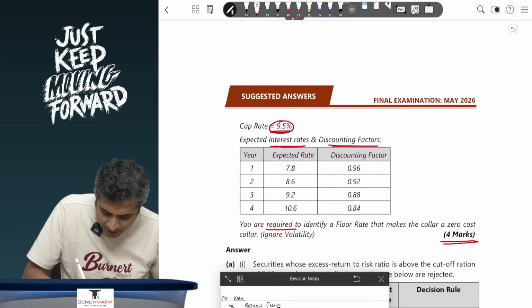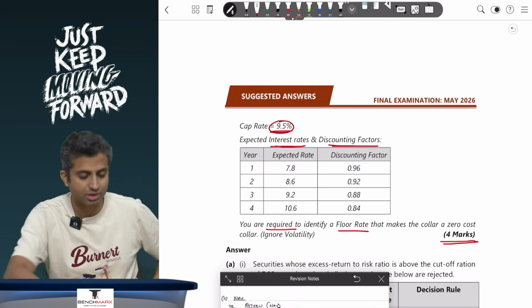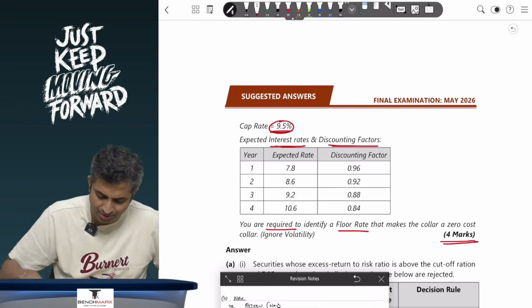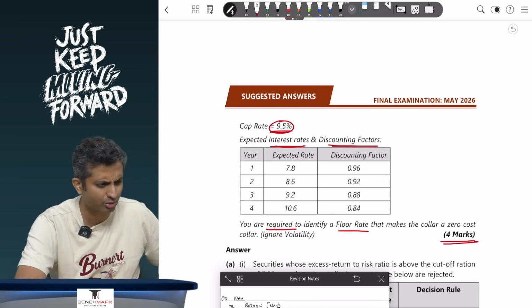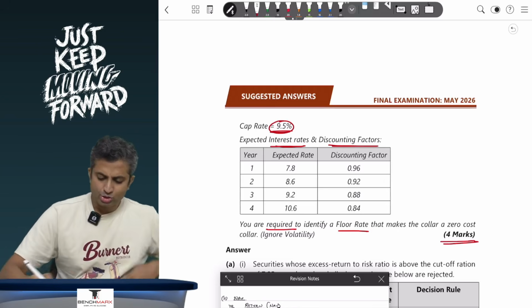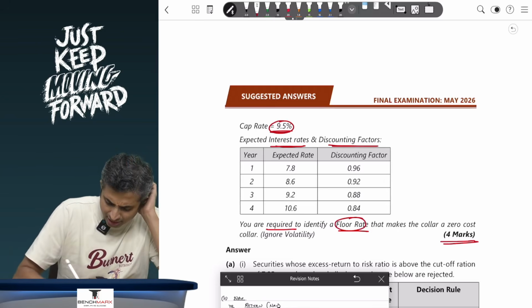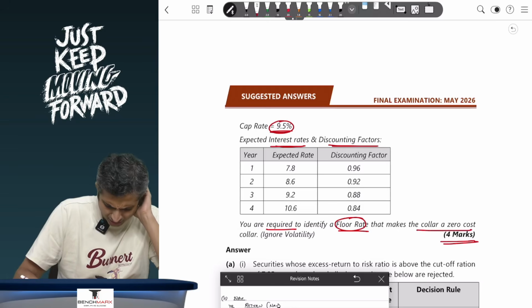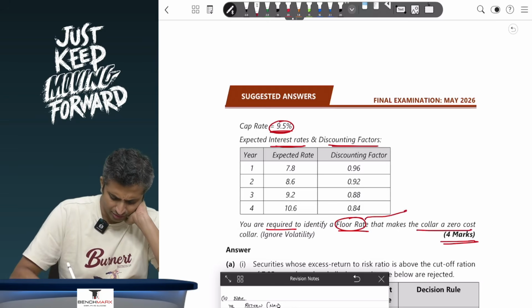You are required to identify a floor rate that makes the collar a zero cost collar. Ignore volatility. So what is asked over here? You are asked to identify the floor rate that makes the cost a zero cost collar. So what is the floor rate?